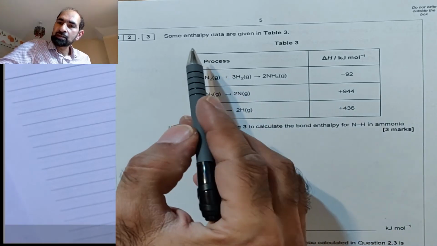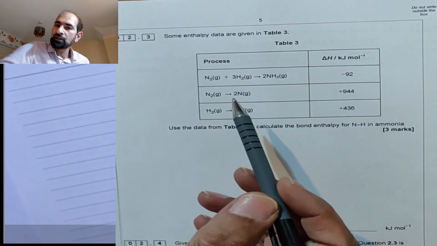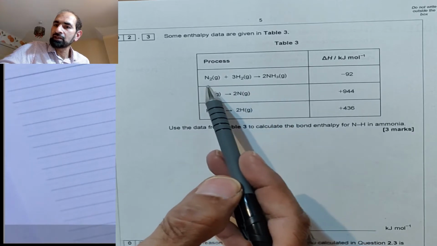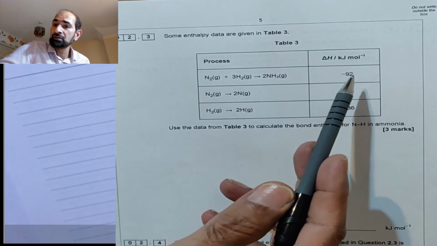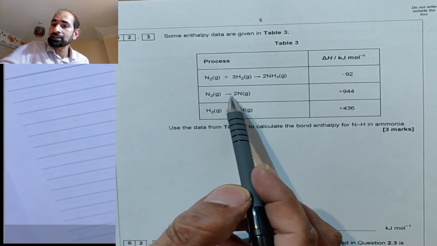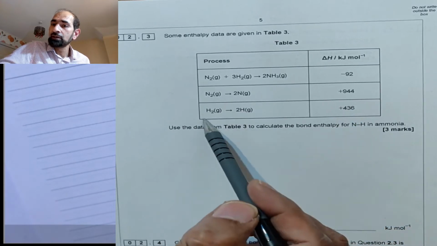So it says some enthalpy data are given in table 3. So this is the enthalpy data. So that's the formation of ammonia. So my thinking is okay, they're giving you a full equation. Exothermic, enthalpy data. Okay, so this is atomization. So nitrogen is breaking down into nitrogen atoms. All right, and the hydrogen is okay.